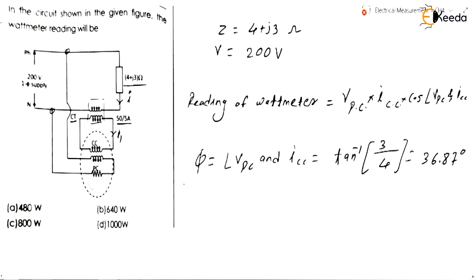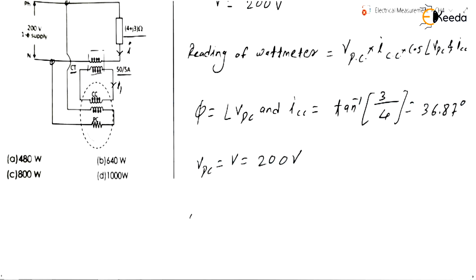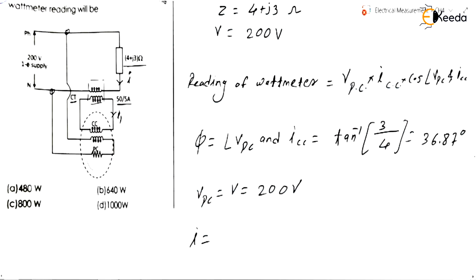Next, VPC is given. VPC is equal to V is equal to 200 volt, because the voltage across the potential coil is the same as the supply voltage. Next, can we find I? With the help of KVL, I is equal to 200 divided by the magnitude of the impedance, which is under root 4 square plus 3 square. So it is equal to 40 ampere.